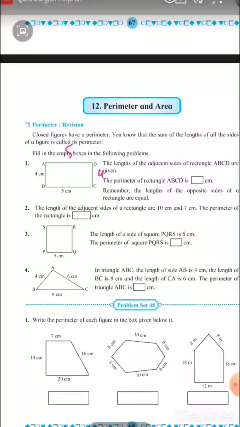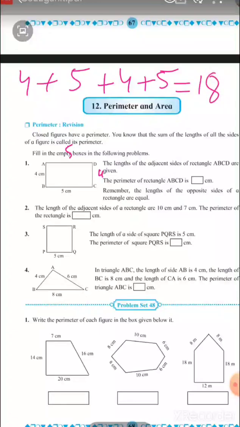Now, to find the perimeter of a rectangle, we need to add all the sides of the rectangle. That means we will add 4 plus 5 plus 4 plus 5 is equal to 4 plus 5, 9. 9 plus 4, 13, and 13 plus 5 is 18. So the answer is 18. The perimeter of rectangle ABCD is 18 centimeter.